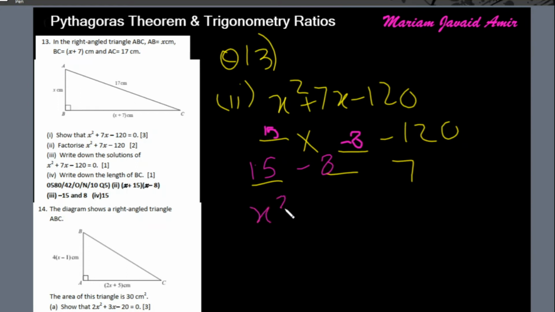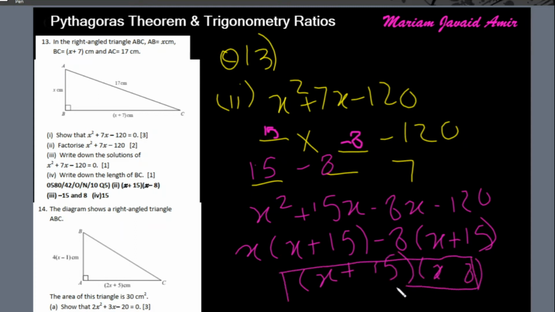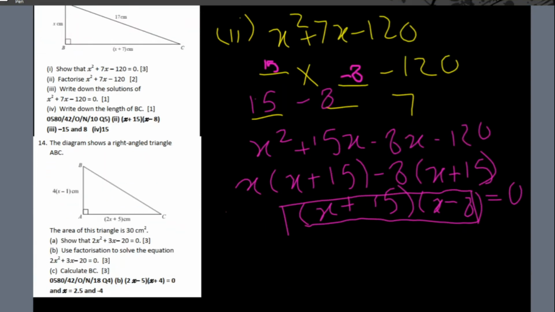So x square plus 15x minus 8x minus 120. x is common, we're left with x plus 15, then minus 8 is common, x plus 15. So x plus 15 times x minus 8. These are the two factors, and next we have to write down the solutions of this. For part 3, equating to 0, one answer will be x equals minus 15 and the other answer will be x equals 8.